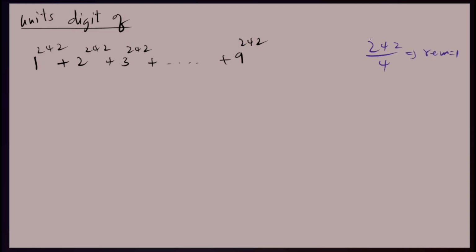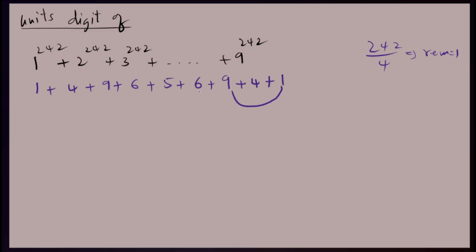Remainder 2 means what? 1 square, 2 square, 3 square. That's it. 1 square, units digit 1. 2 square, 4. 3 square, 9. 4 square, 16. 5 square, 25. 6 square, 36. 7 square, 49. 8 square, 64. 9 square, 81. That's it. So these should be your final units digits. Yeah, add them up.